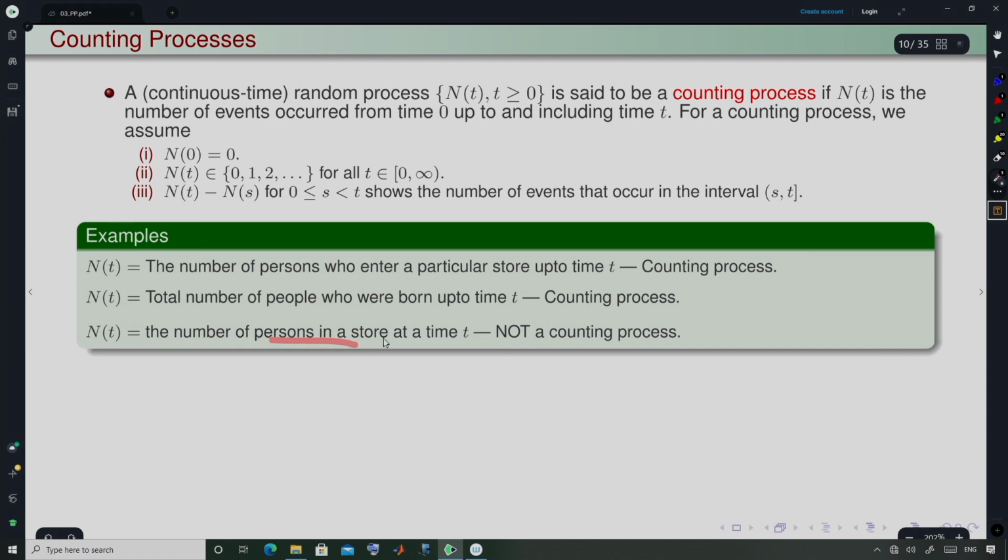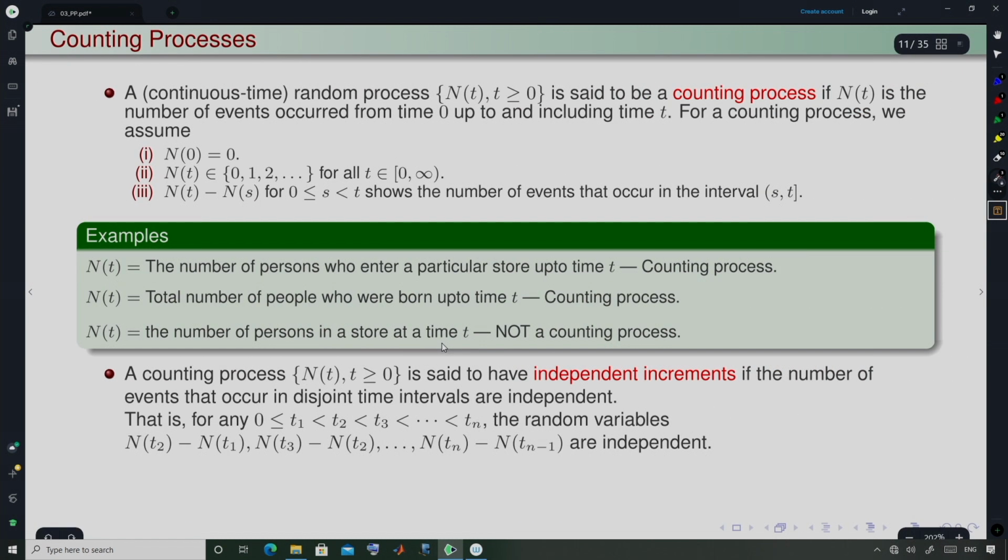The number of persons in a store at time t is not a counting process, right, because this can go up and down, because this is at a time, it is not up to a time. This is not a counting process, right, you can see.